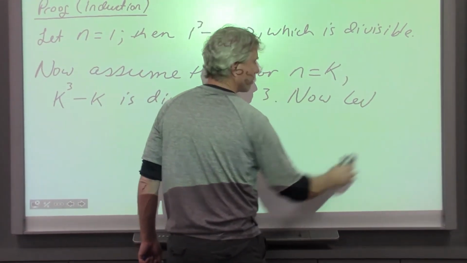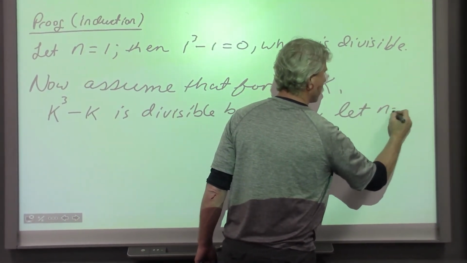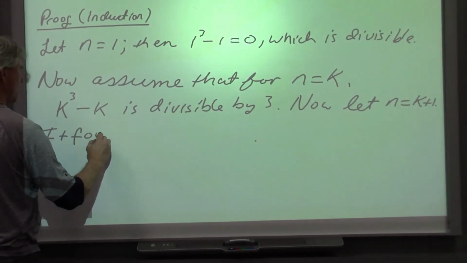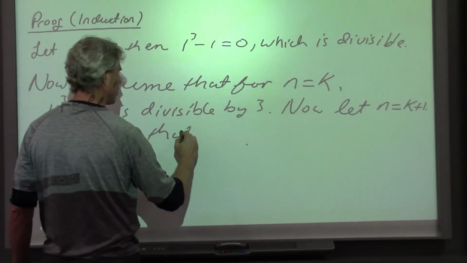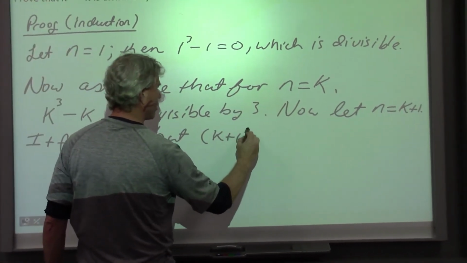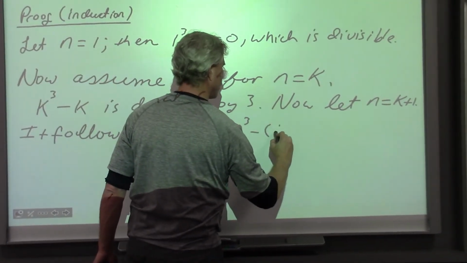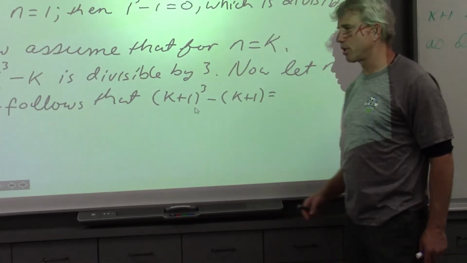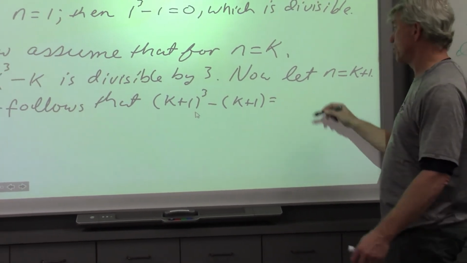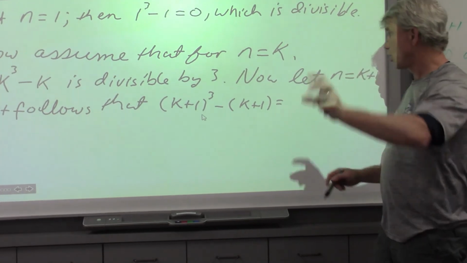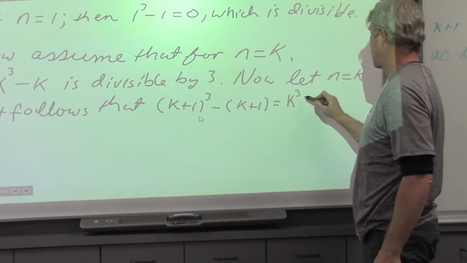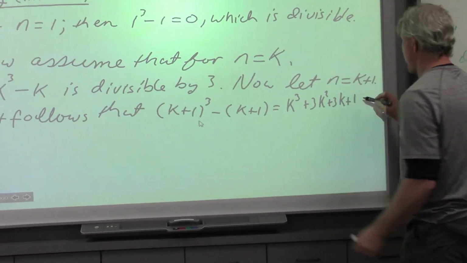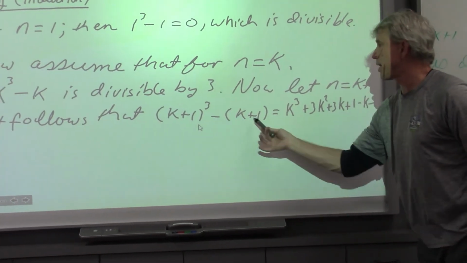Now let n equal k plus 1. It follows that k plus 1 cubed minus k plus 1 equals, now we can expand this out, so we're cubing a binomial, so we could do that using the binomial theorem or Pascal's triangle. So the coefficients are going to be 1, 3, 3, 1. So from here I'm going to get k cubed plus 3k squared plus 3k plus 1 minus k minus 1 by distribution, distributing the minus sign into the parentheses.